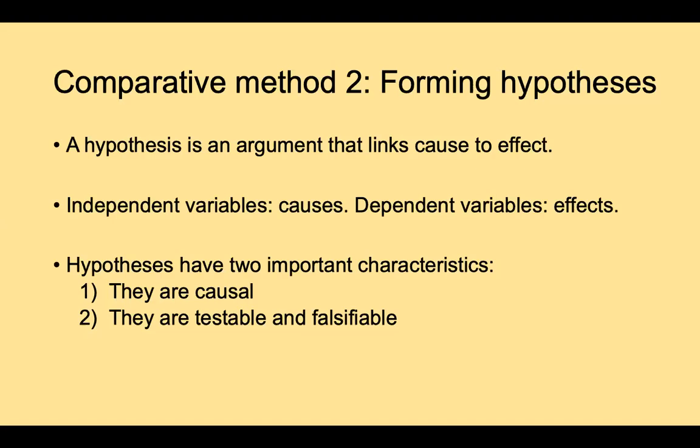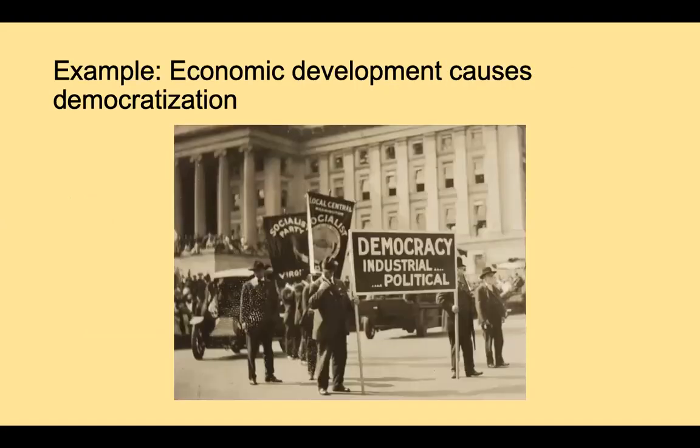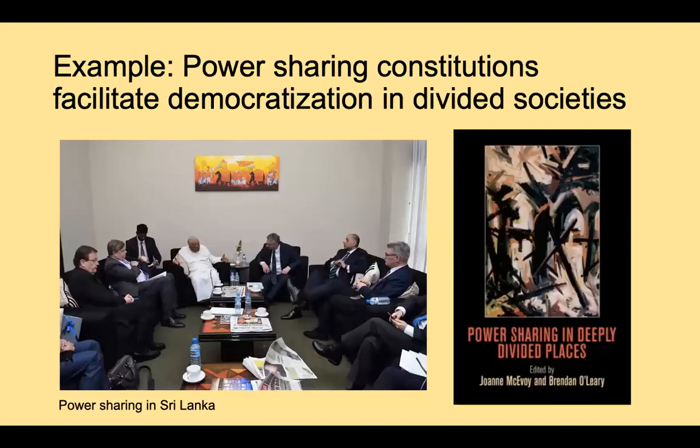that we aspire to explain. And so let's take a look at some different examples of hypotheses that purport to explain democratic transitions. One hypothesis focuses on economic development and says that economic development causes democratization. Democratization will take place after a country reaches a certain level of economic development, is basically the hypothesis. That's one hypothesis. Another hypothesis is that power sharing can facilitate a democratic transition in a divided society.